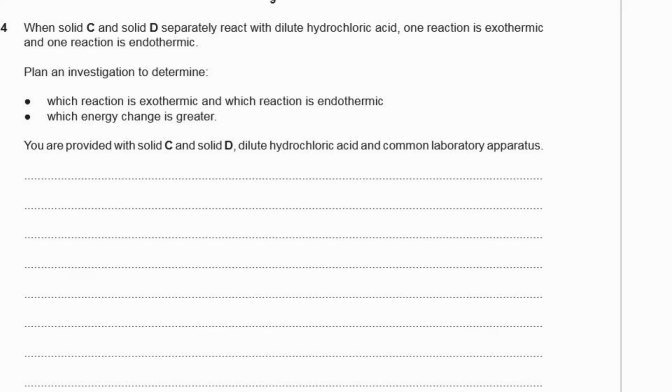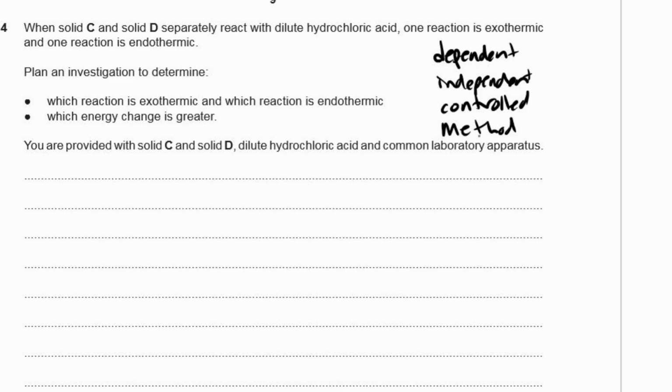All right, so whenever you're answering these questions, you should always think of the basic things that you need to include. You need to include the dependent variable, the independent variable, some controlled variables, and something about the method. Okay? Often you want to put in something about reliability. There's no remark for reliability in this one. Remember, reliability is when you repeat and take the average. Okay?